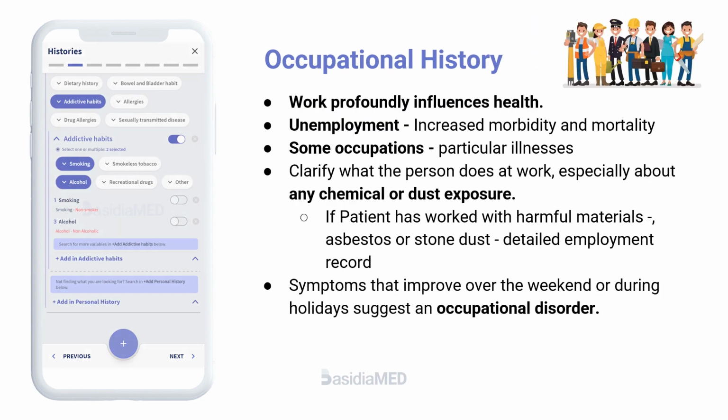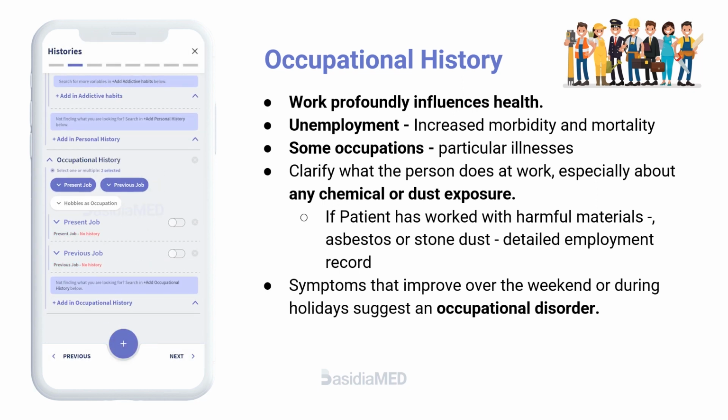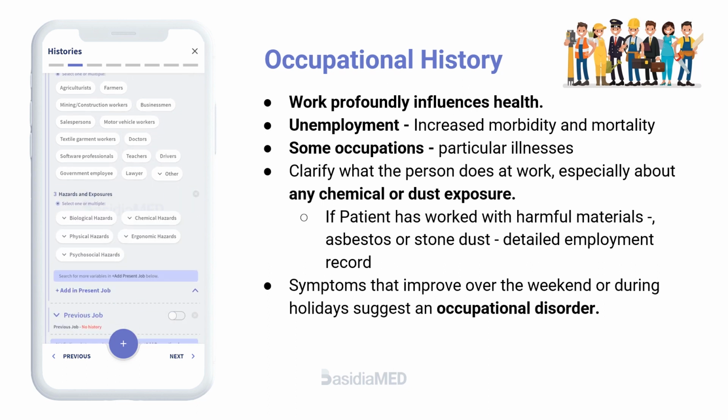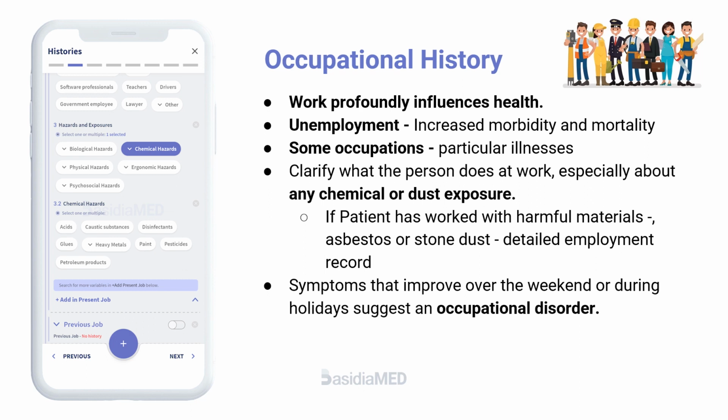Occupational history. Recording occupational history is a must because work profoundly influences health. Unemployment is associated with increased morbidity and mortality, while some occupations are associated with particular illnesses. Clarify what the person does at work, especially about any chemical or dust exposure. If the patient has worked with harmful materials, such as asbestos or stone dust, a detailed employment record is needed. Symptoms that improve over the weekend or during holidays suggest an occupational disorder.